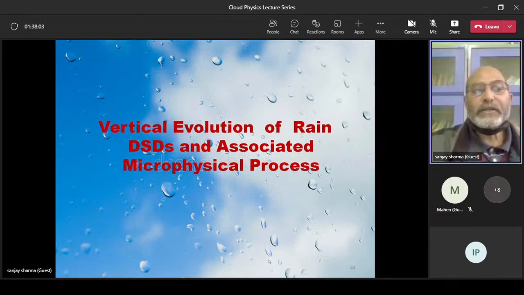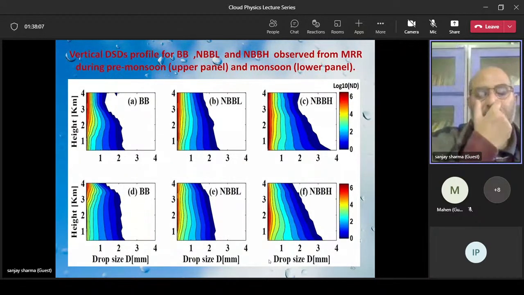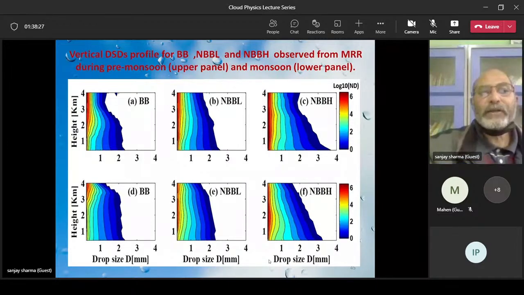So vertical evolution, now here. This last section was for the surface observation by OTT. Now here I would like to show some results from the vertical DSD profile and what type of microphysical process it is indicating here. So this is the plot of ND for different types of rain: bright band, no bright band low rain, and no bright band high rain.